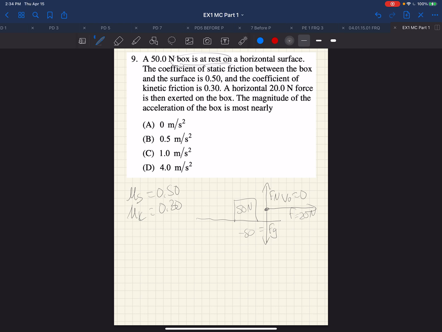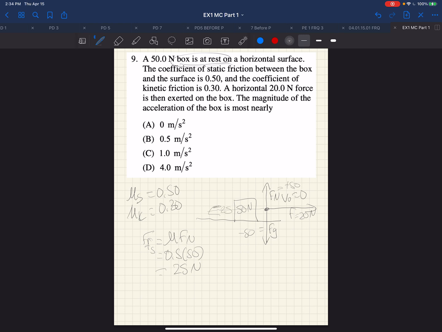Well, let's see. We know the force of friction is mu times the force normal. And we know the force normal then is positive 50. So let's find out what the force of static friction is. That's 0.5 times 50, which is 25 newtons. So the static friction is 25 newtons.